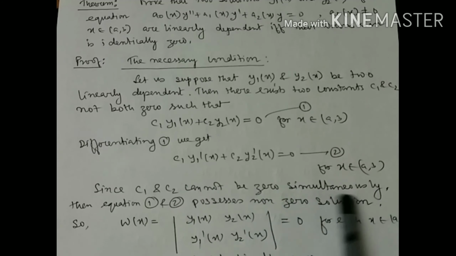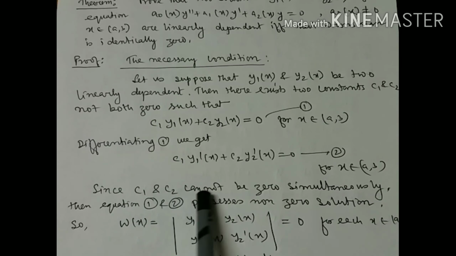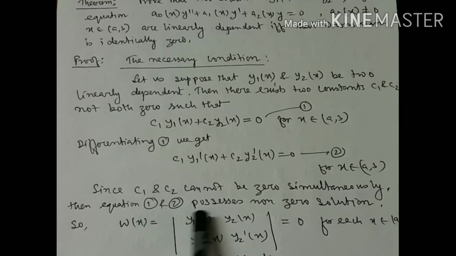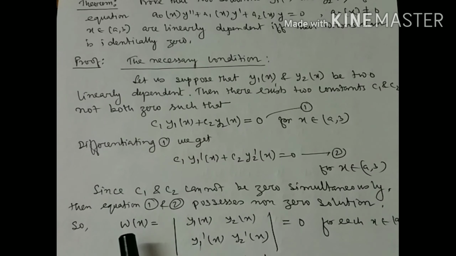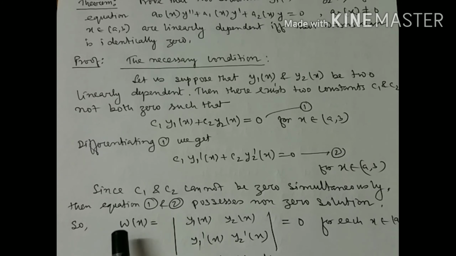Since C1 and C2 cannot be 0 simultaneously, by the definition of linear dependence, equations 1 and 2 possess a non-zero solution. Since both are not equal to 0 simultaneously, equations 1 and 2 give us a non-zero solution. And so this non-zero solution implies the Wronskian of y1, y2.